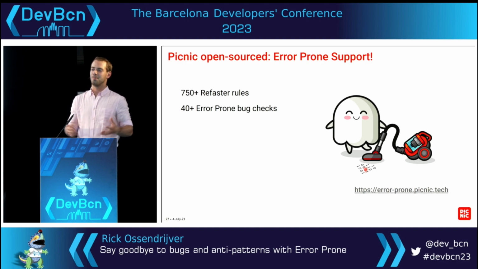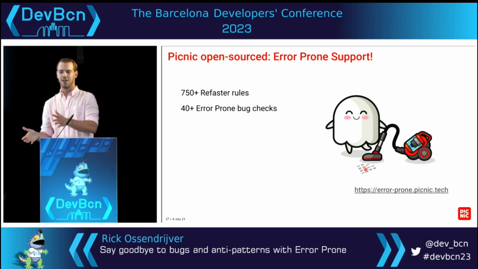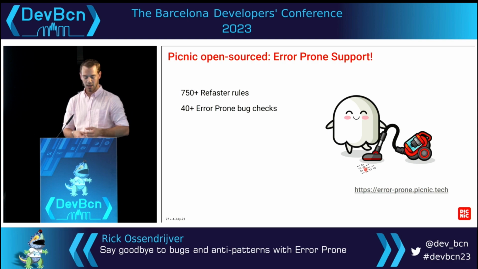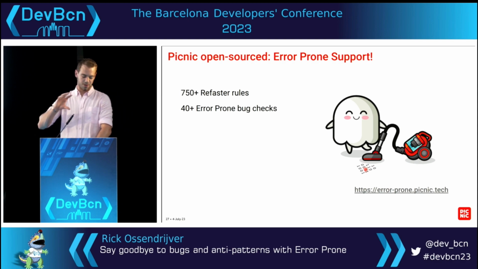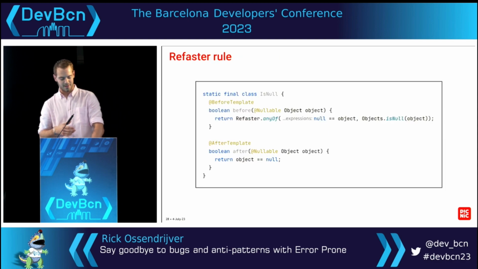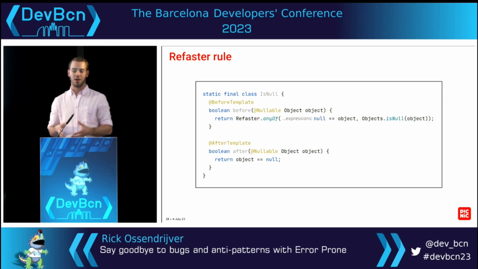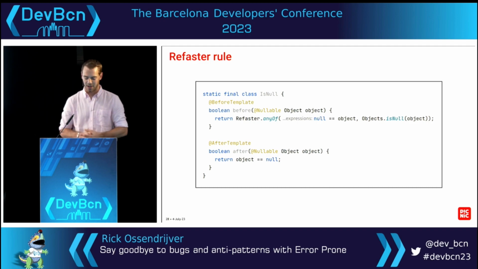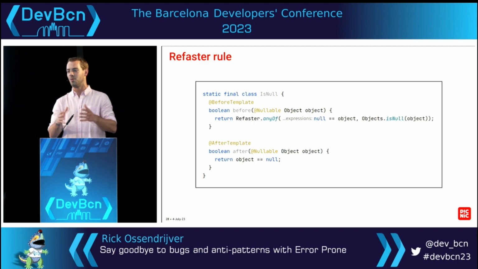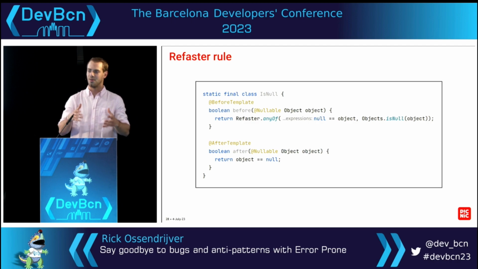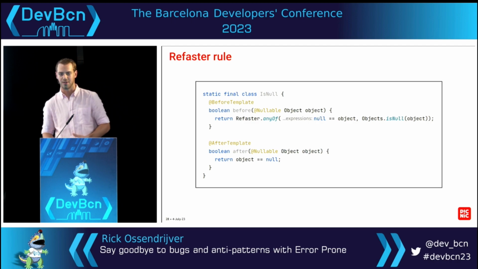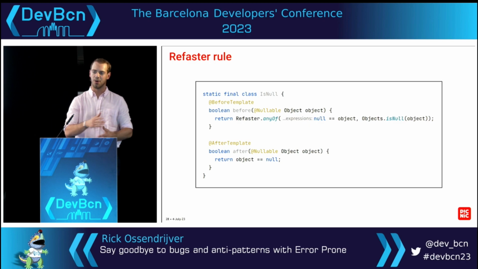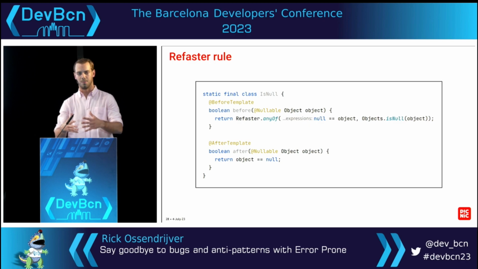So Error Prone Support contains about 750 Refaster rules and over 40 Error Prone checks. And yeah, they are all focused. Well, let me show you an example of that. So there are multiple ways of checking whether something is null. And instead of having 3 different ways, we say, okay, we want in our code base only one way of checking whether something is null or not. And we have a lot of these rules that are really focused on the consistency of our code base.